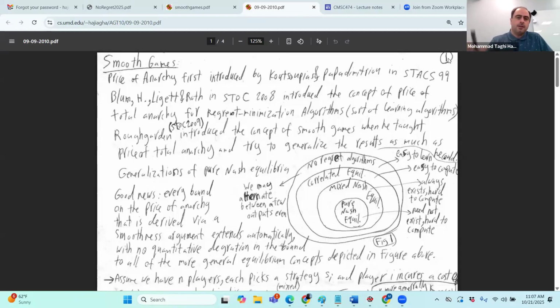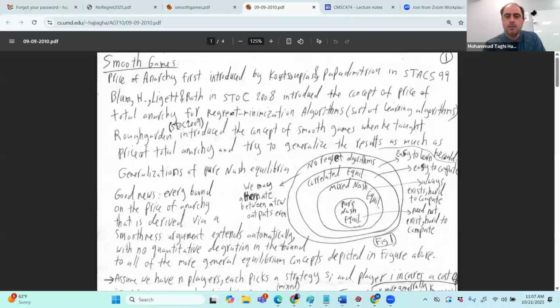So the first price of anarchy result was introduced by Koutsoupias and Papadimitriou in STACS 99. And this paper actually got the Gödel Prize, because essentially it introduced the concept of game theory and the particular price of anarchy that we have seen.